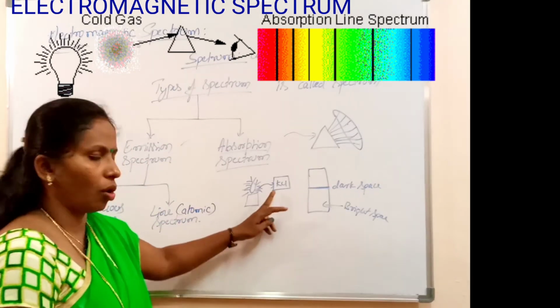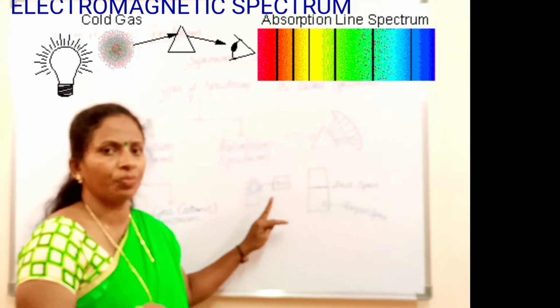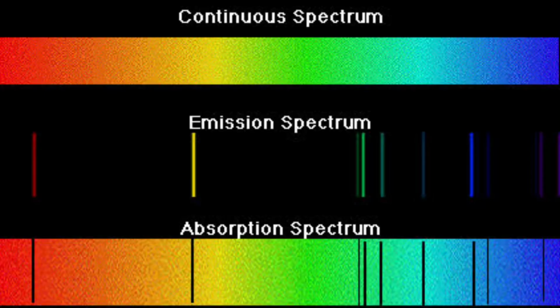A particular matter is going to absorb a particular radiation. That absence of radiation appears in the form of a dark band. So that is called absorption spectrum. Then I will come to emission spectrum.